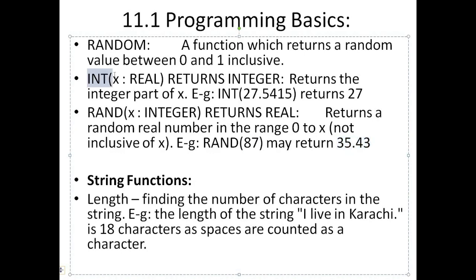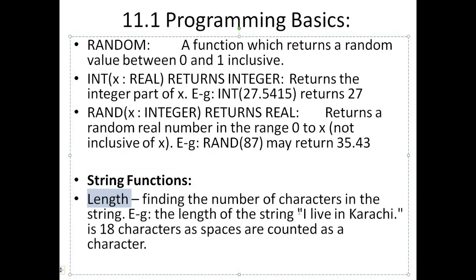Then we have the int function that basically discards the fractional part and simply returns the integer value. For example, if you write int 27.5415, it would simply return 27. It would not round off the number, it would simply discard the fractional part and return just the whole number part. Then we have string functions, the length function, which finds the number of characters in a string.